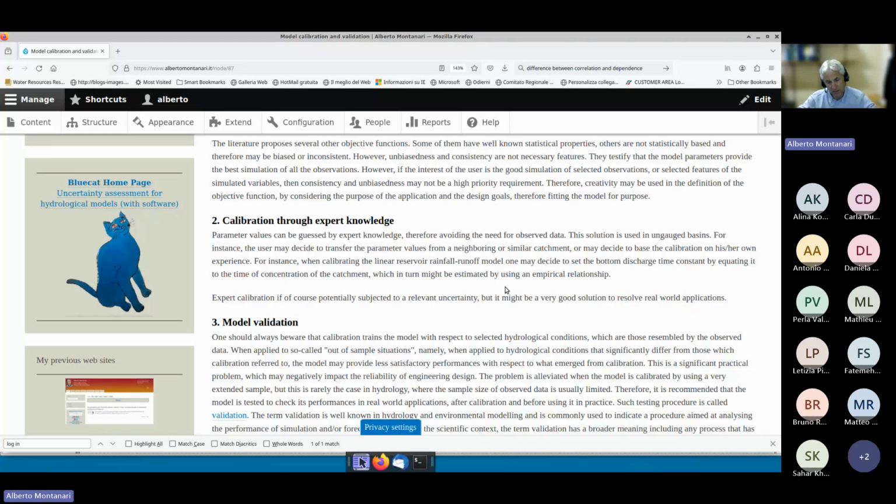Of course, if you calibrate through expert knowledge, you get an uncertainty that is larger. You can understand that. If you calibrate with observed data, you have a term of comparison, which is a real observation. It's a number that was measured. There is some uncertainty in measurements, but they are less uncertain with respect to your perception, which is subjective, and therefore it's more uncertain. So there is more uncertainty.